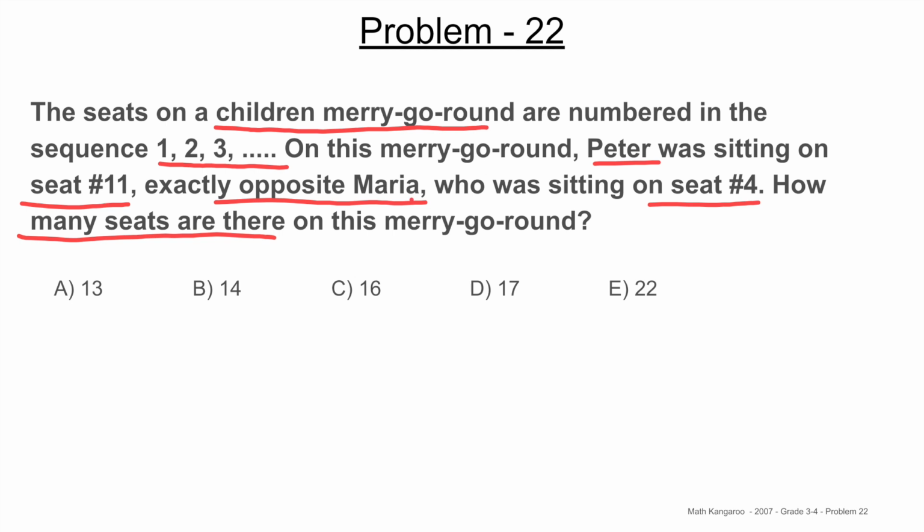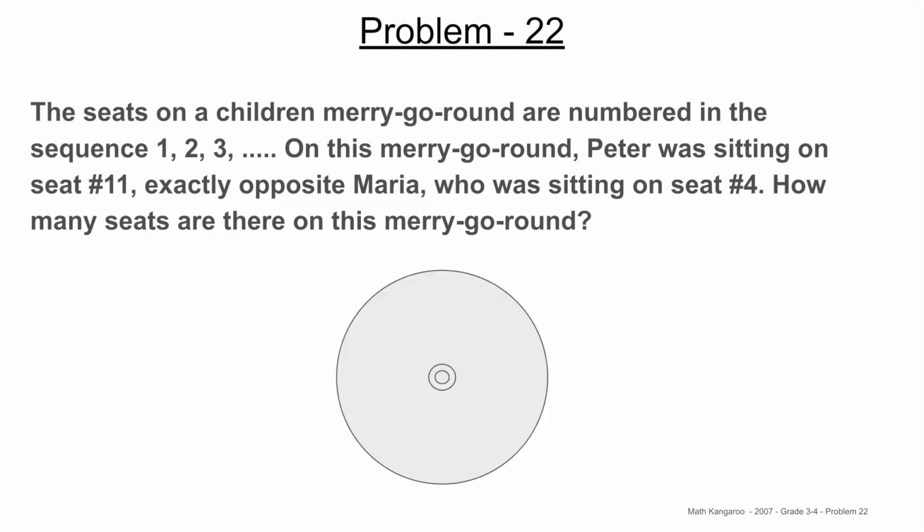We have a merry-go-round and the seat numbers start from 1, 2, 3 all the way around. Peter is sitting on seat 11. Maria is sitting exactly on seat number 4. Now our mission is to find how many seats there are in total. Imagine we have a merry-go-round in the form of a circle. Two seats are exactly opposite when they're halfway around the merry-go-round from each other. Peter is on seat number 11. Maria is on seat number 4. This means Peter and Maria are opposite to each other.